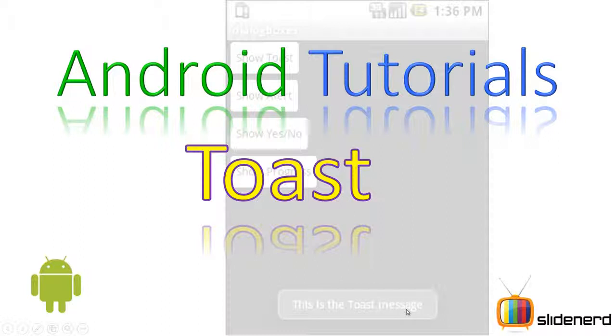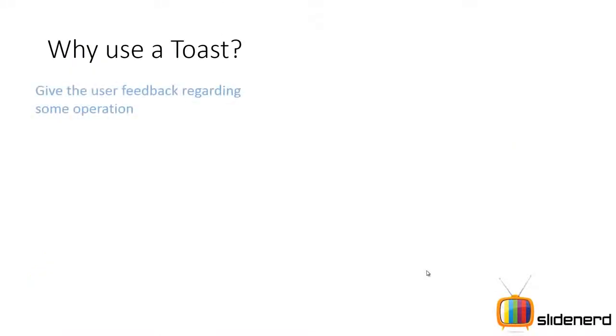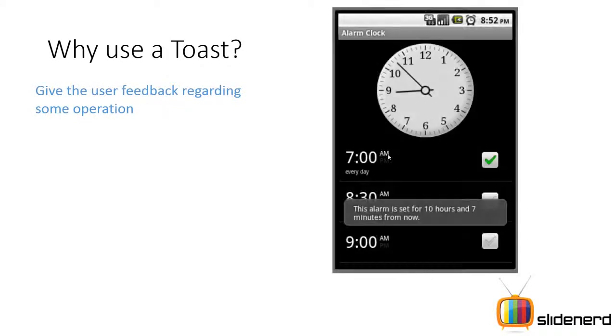As you can see in the image which I have included here in the background, it appears for a short duration, then it disappears. Now, you can use this while you're debugging your apps to test what is going on, what works and what doesn't work, right? So you can give the user some feedback of what is going on. For example, here when the user selects the time inside the alarm, 7 a.m., using the checkbox, there is a toast message which appears and tells the user that the alarm is going to ring after 10 hours and 7 minutes from now, right?